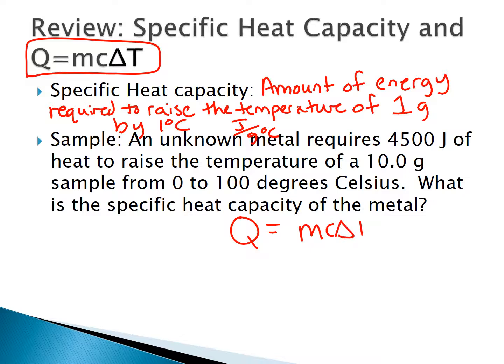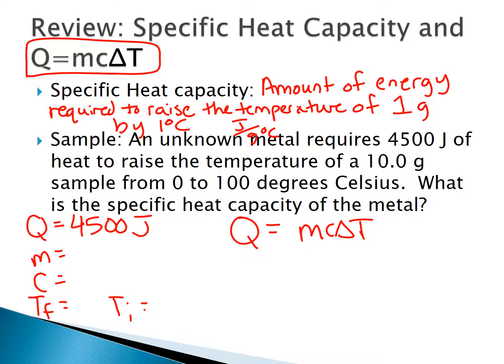Now, if you sometimes struggle with problems like this, with word problems, I really suggest you make a list of the variables off to the side and try to define them, okay? So Q is energy in joules, so it's 4,500 joules. M is mass, so it's 10 grams. C is specific heat capacity, and that's what we're trying to find.